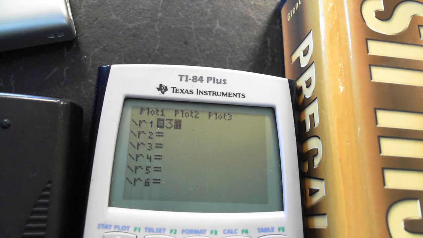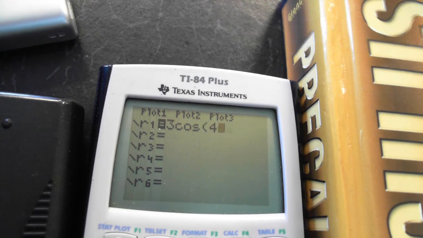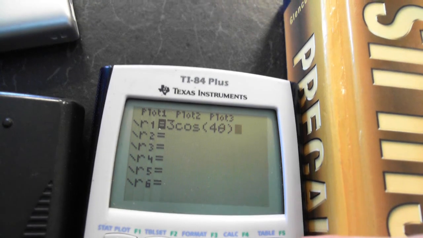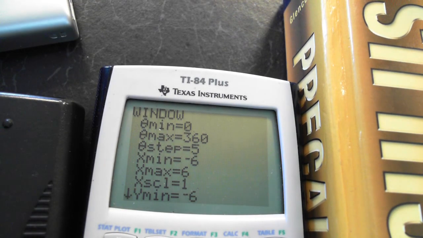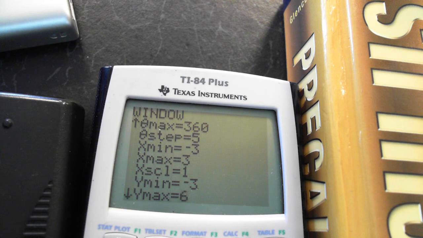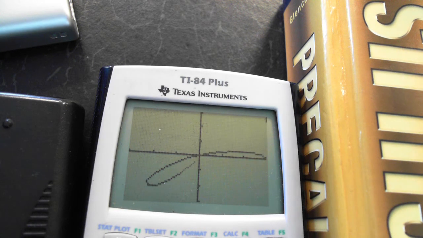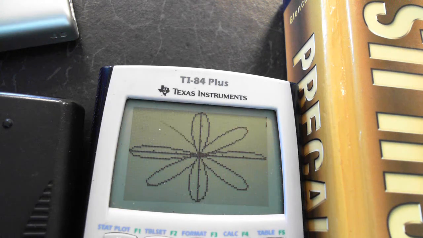Is that cosine? We're going to try both just so that we can address that cosine question. 4. Why is it 3? That's how long the petals are. Did Chase nail it? Yeah.